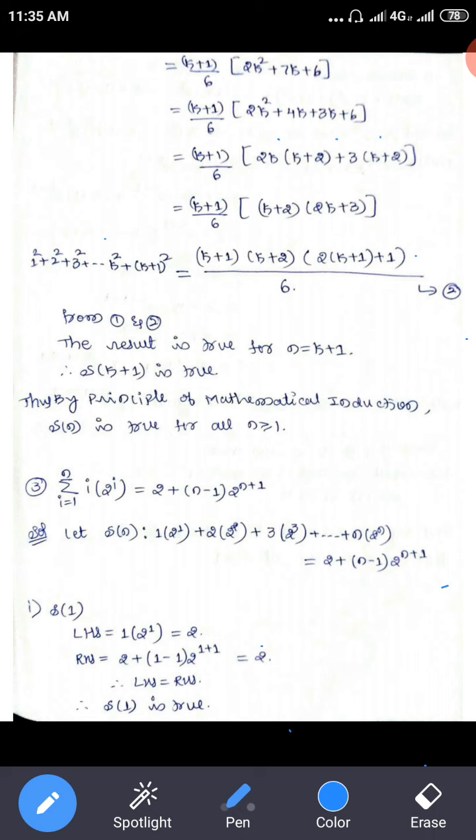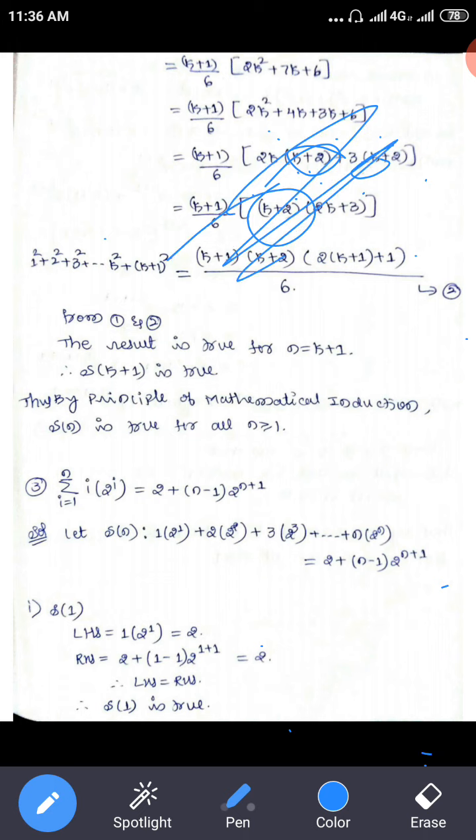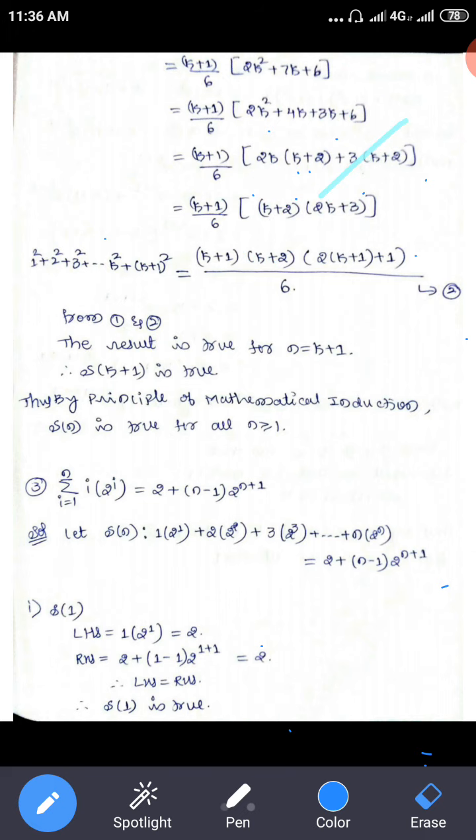So 2k is common: 2k into k plus 2, plus 3 into k plus 2. So k plus 2 is common. I'll take out 2k plus 3. That I have written here. So that is k plus 1 as it is, next k plus 2 as it is. So 2k plus 3, I'll write as 2 into k plus 1 plus 1, that is 3.